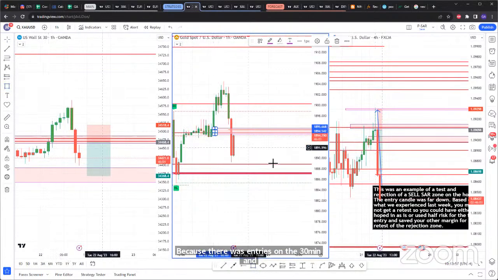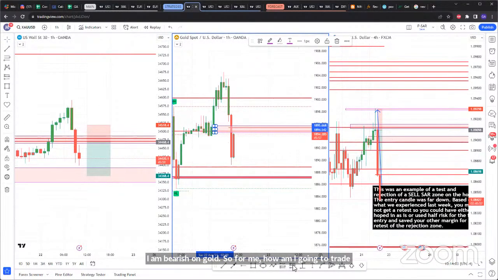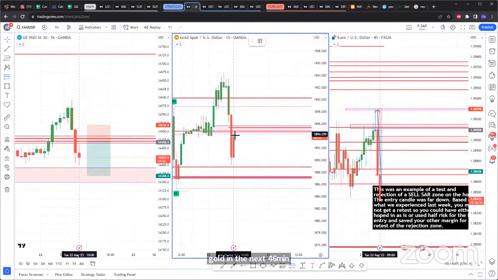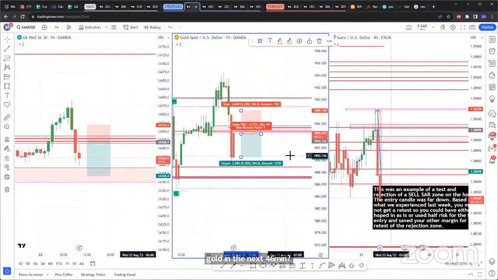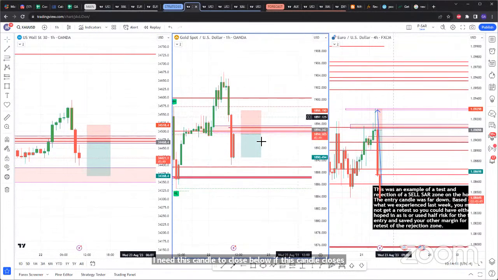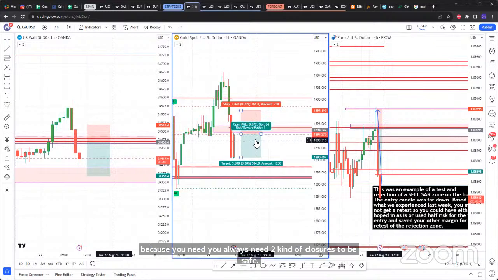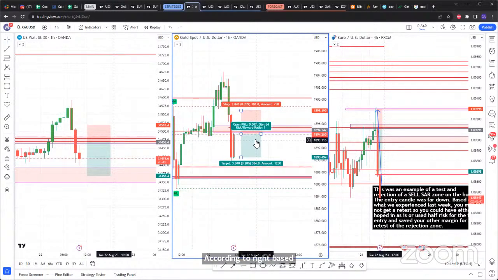So same thing with gold here. I am bearish on gold. So for me, how am I going to trade gold? In the next 46 minutes, I need this candle to close below. If this candle closes above this double SARs on gold, that's an invalid entry because you always need 2 candle closures to be safe. Based off of how I backtested, you need 2 candles to close.